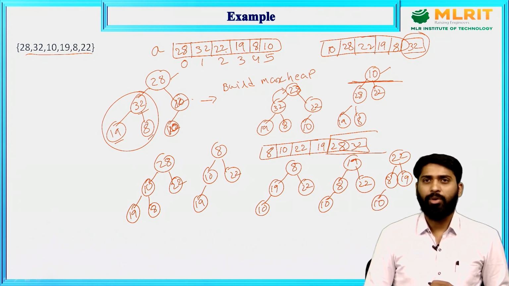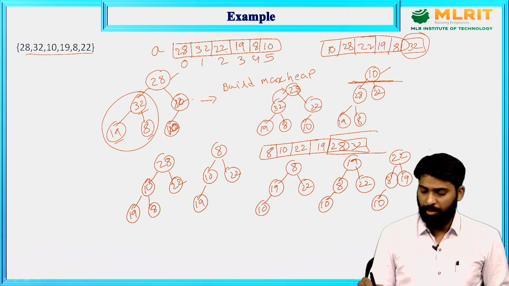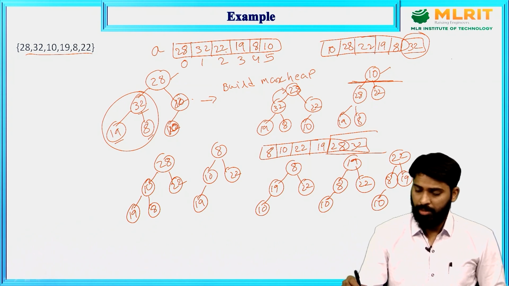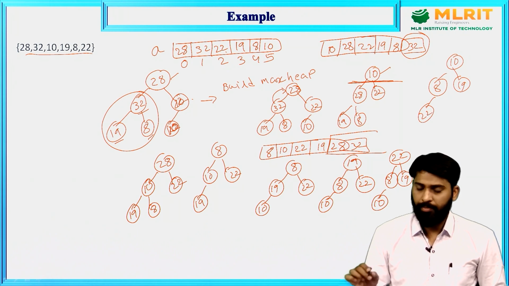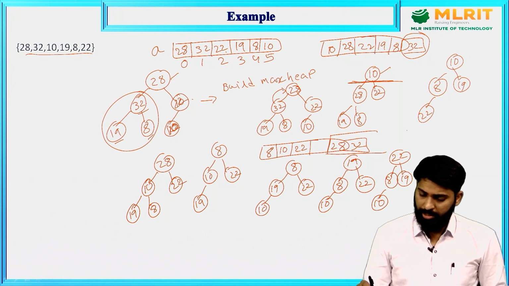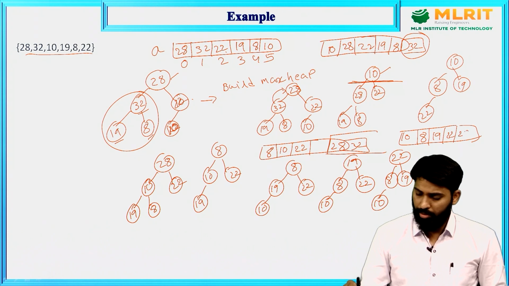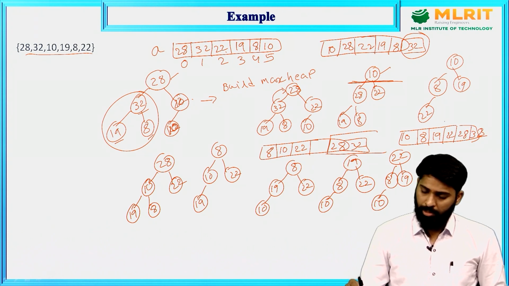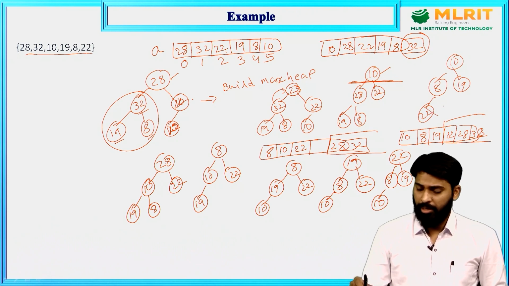Now delete root. So 22 is replaced with last element. What is the last element? 10. So 10 is root, 8, 19, 22. Now the array is changed as 10, 8, 19, 22, 28, 32. Okay. Now delete root node.